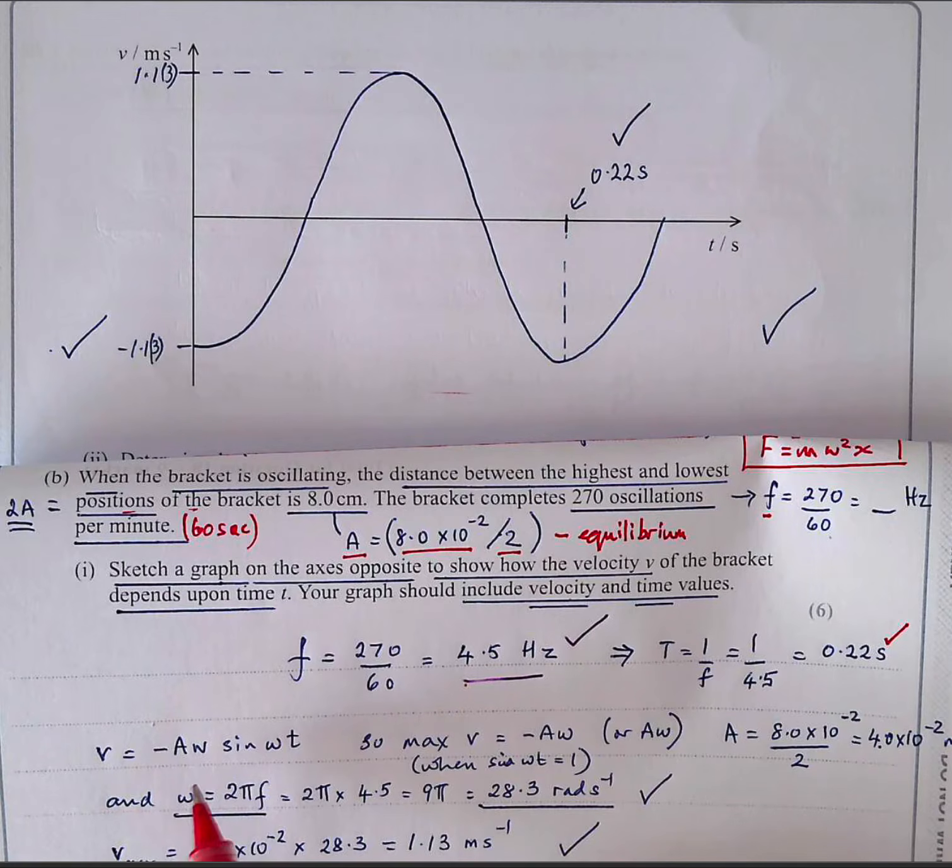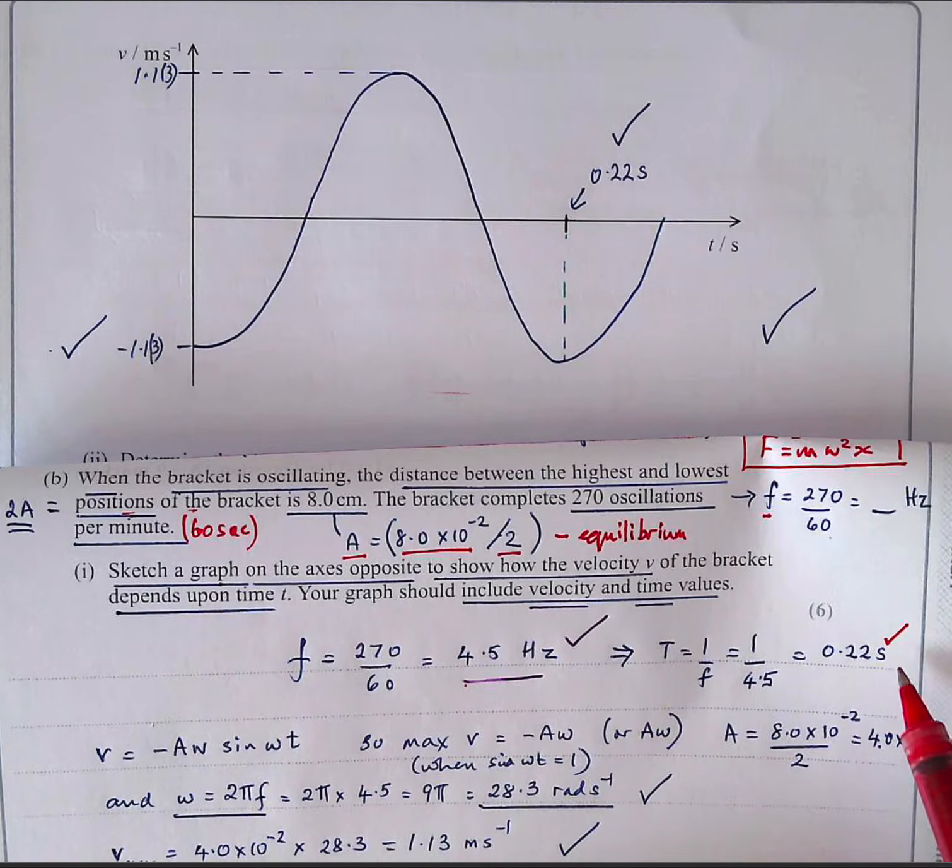Once we've got that, the maximum velocity will be when sine omega t is 1. A is the amplitude, which is given here. So we know the amplitude is 8 divided by 2, which we talked about, so that's 4 times 10 to the minus 2. Multiply by omega. Well, omega is 2 pi f, and we know f is 4.5 hertz. So 2 pi times 4.5 is 9 pi, which is 28.3 radians per second. These are where you get the marks.